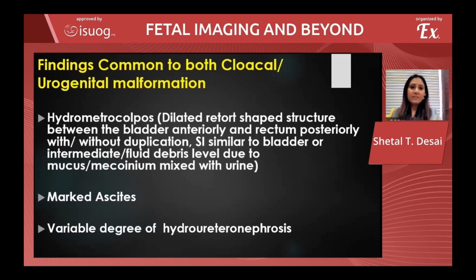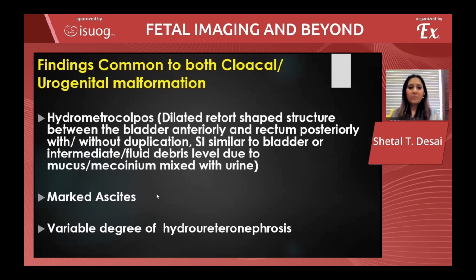Now, the findings which are common to both cloacal and urogenital malformations are a hydrometrocolpos, which is identified as a dilated retort-shaped structure between the bladder anteriorly and the rectum posteriorly, with or without duplication abnormalities. The signal intensity in this structure is either similar to bladder, or intermediate if it is urine mixed with mucus, or urine mixed with mucus and meconium, depending on whether it is a cloacal or a urogenital malformation.